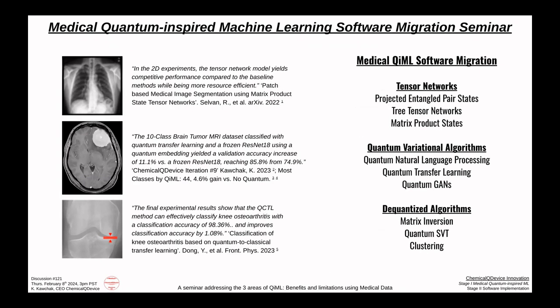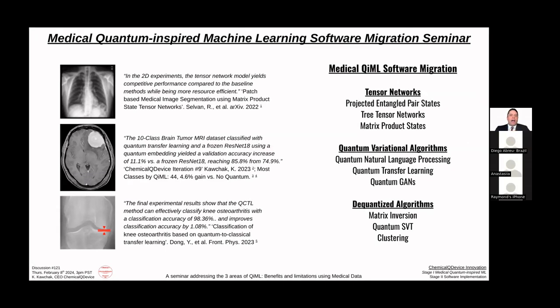So there's been a lot of these studies using medical images specifically for quantum machine learning. And this top one is patch-based medical image segmentation using MPS tensor networks. The advantage with using these is you get efficiency with tensor networks, but you lose on accuracy. So it's an approximation. That's just how these things go.